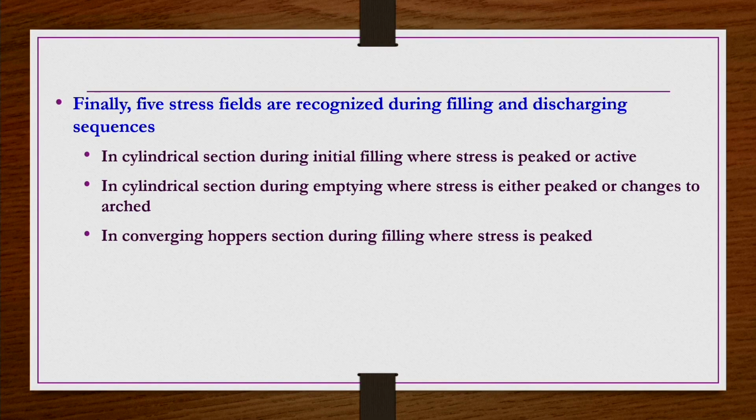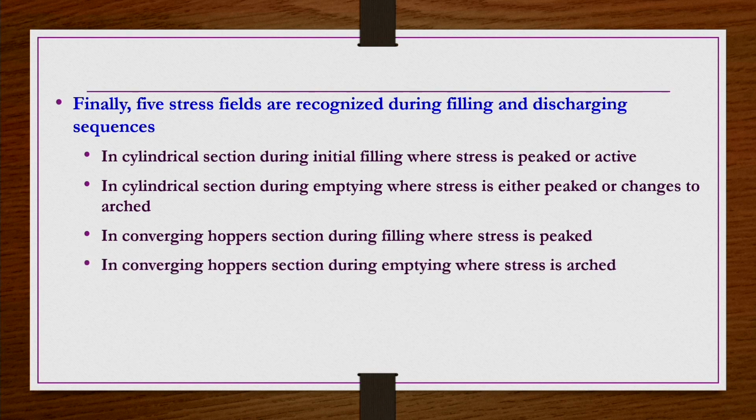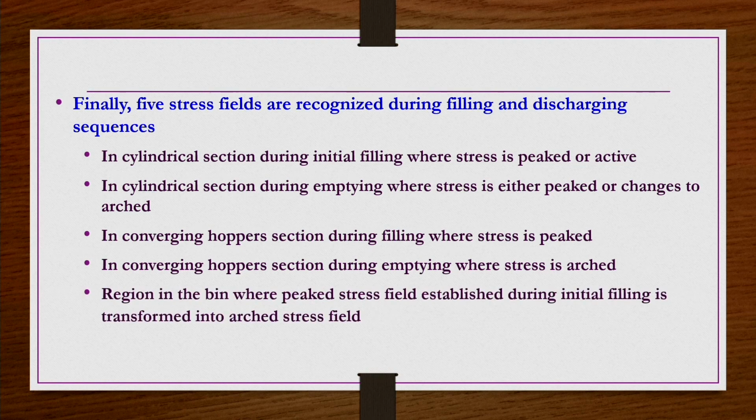Then the converging hopper section, the conical section, during filling, where the stress is peaked, almost vertical; those things we have seen. Then again the converging hopper section, but during emptying, where the stress is arced; a lateral contraction is taking place, and the stress has an arc shape. And finally, the region in the bin where the peaked stress field established during initial filling is transferred into an arced stress field. These 5 stress fields that we have seen pictorially are presented here as a summary.